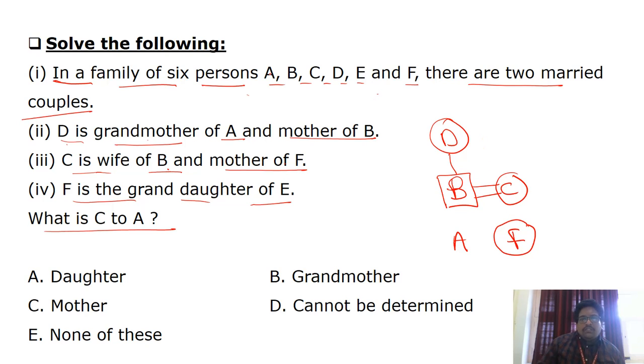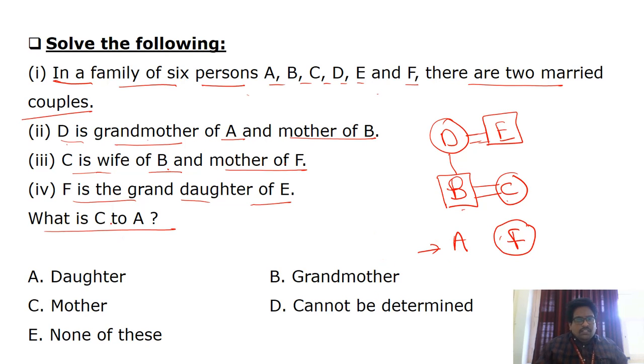And granddaughter, if you see this, they have told there are two married couples. One is this, obviously there has to be one more married couple, and that person is E. So E and D are grandparents married to each other, B and C are parents married to each other, A and F are siblings. Now if you clearly see from any of the given points, I couldn't get the gender of A. So don't presume it as male or female. You'll end up with a wrong answer.